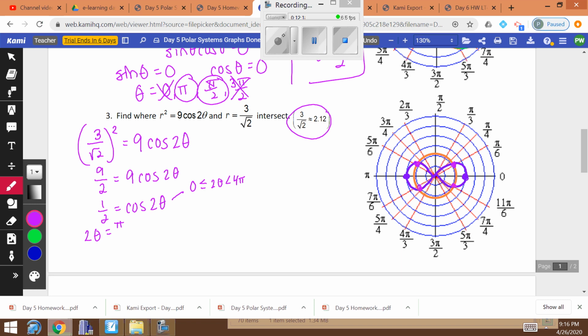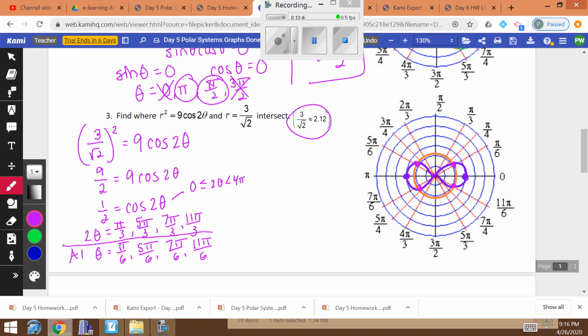So the cosine is 1/2 at pi over 3 and 5 pi over 3, but because we need to go all the way to 4 pi, I'm going to have to include 7 pi over 3 and 11 pi over 3. So when we divide by 2, I get pi over 6, 5 pi over 6, 7 pi over 6, and 11 pi over 6.